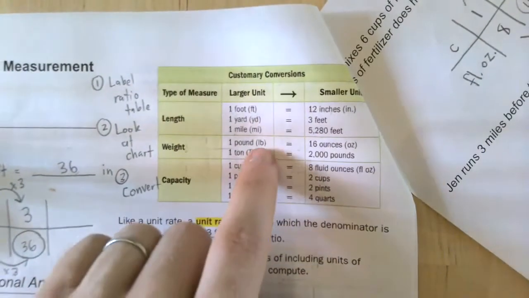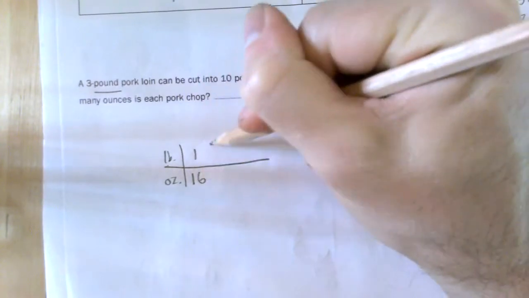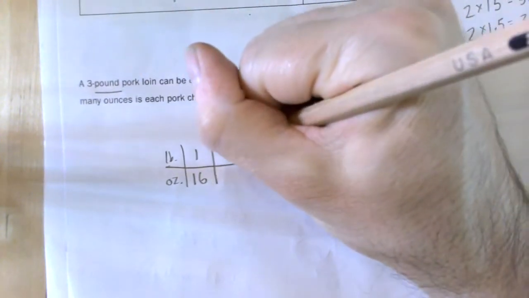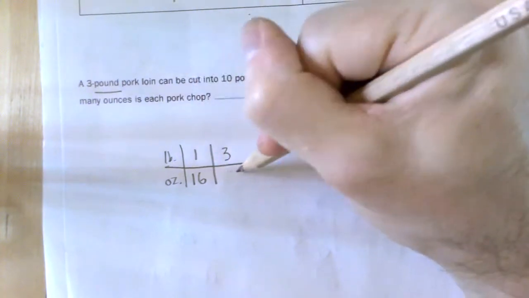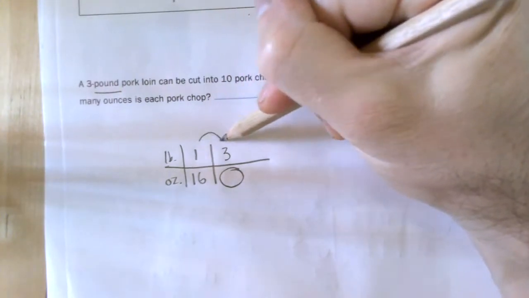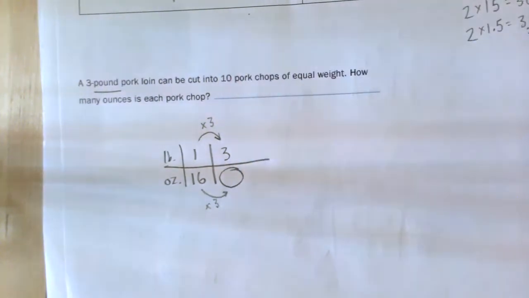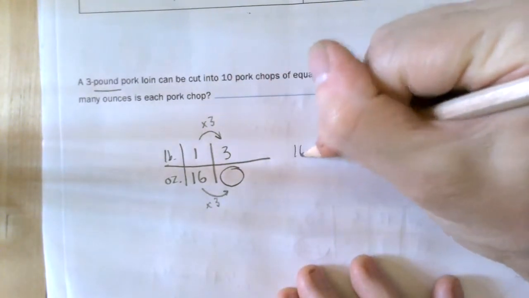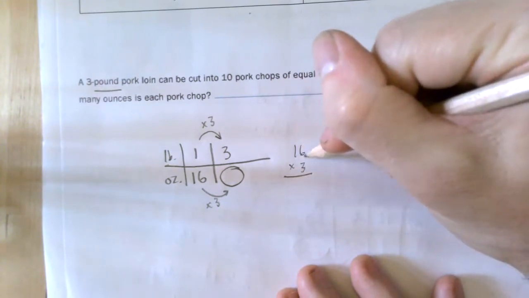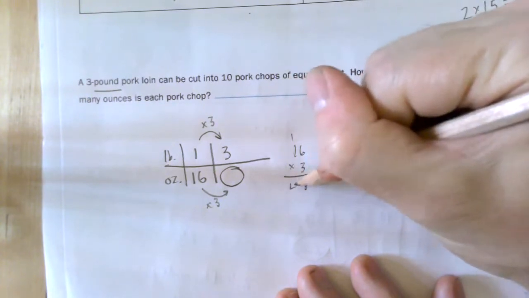Let's check our chart now. How are we going to go from pounds to ounces? Just to be sure, 1 pound is 16 ounces. 1 pound, 16 ounces. But we don't want 1 pound of pork loin. We want 3. So we're now going to go from 1 to 3. To do that, we'll multiply by 3. We'll do 16 times 3. Let's see what we get. 6 times 3 is 18. 3 times 1 is 3, plus 1 is 4. 48.